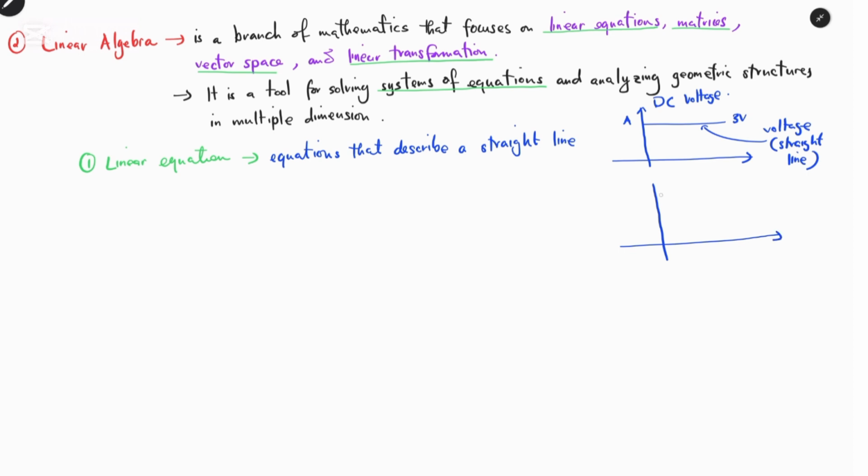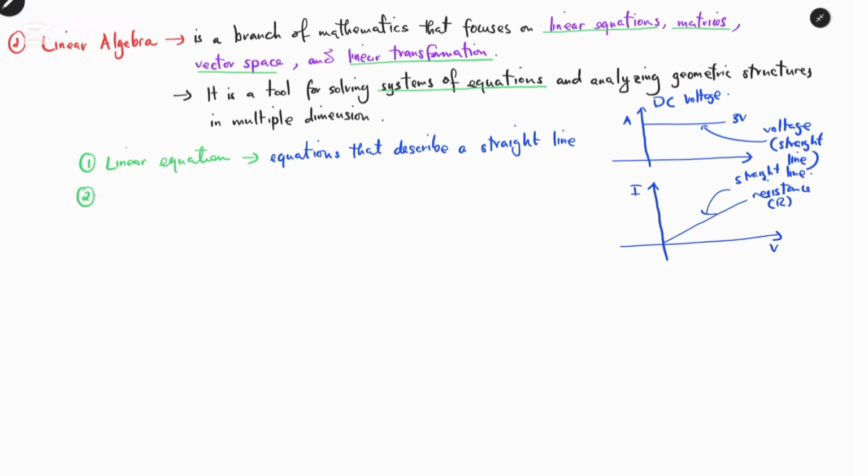Another example is what we did in terms of the current and the voltage, where we said that the slope represents the value of the resistance, and this slope is also a straight line. In order to understand and analyze those straight lines, we normally use the linear equation in algebra. Therefore, it is important for you to learn algebra, especially the linear equation.